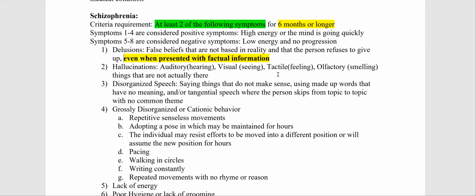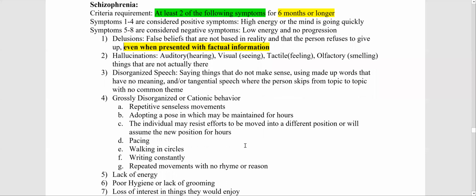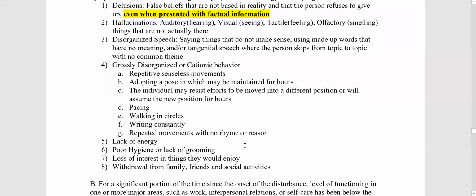Pacing or repetitive movements back and forth, walking in circles, writing constantly about things they may not even know what they're writing, but they want to get it out, or they're writing a ton of letters to other people because they want to share the message of what they're seeing. Repetitive movements with no rhyme or reason, the rocking back and forth, doing different movements, flailing around. They may lack the energy, not completing tasks, or not have the motivation to want to get things done.